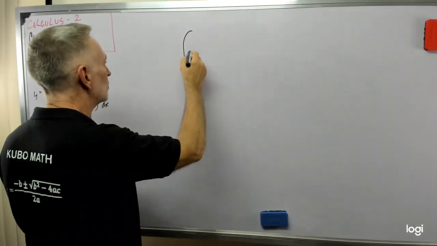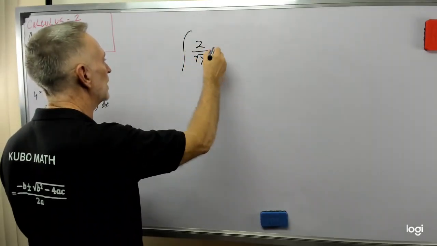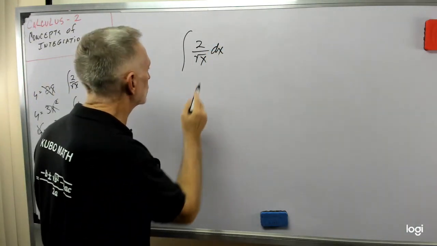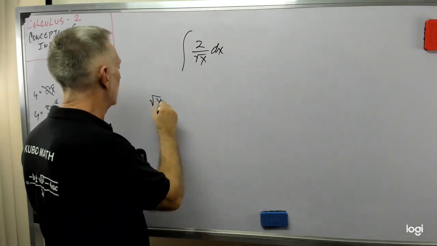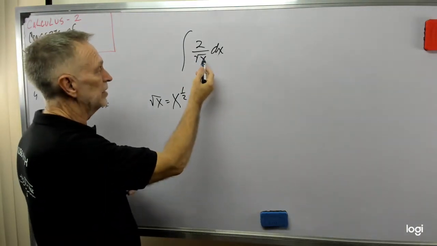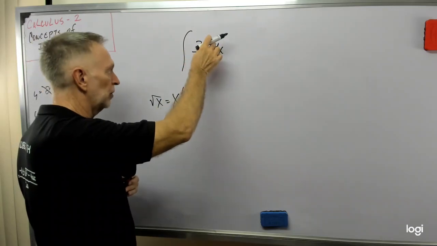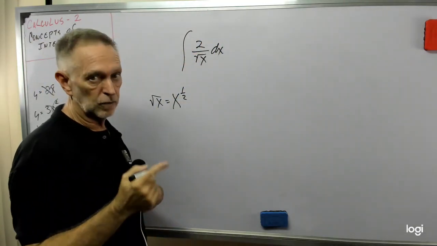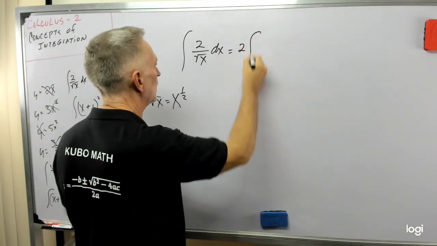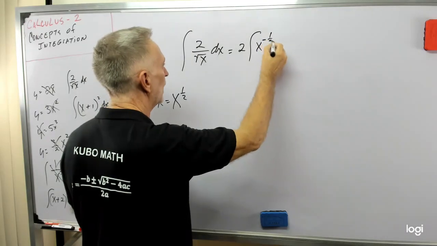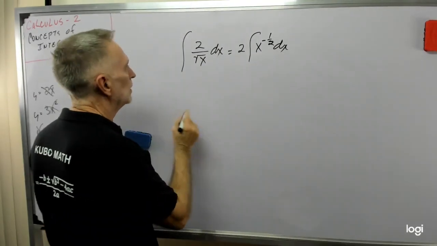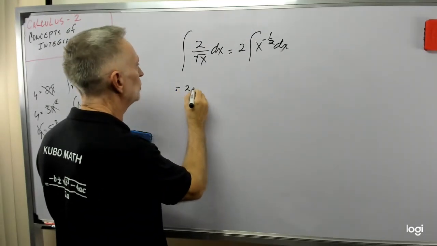Okay. I've got the integral of 2 over square root of x dx. Okay, you know that the square root of x can be written as x to the 1/2. Now since this is in the denominator and I want to pull it to the numerator, it's going to be x to the minus 1/2. Okay, and I'm also going to pull the 2 out, 2 times the integral of x to the minus 1/2 dx.